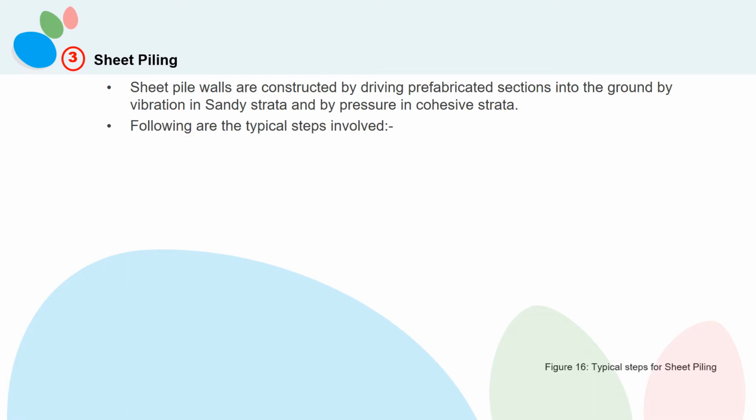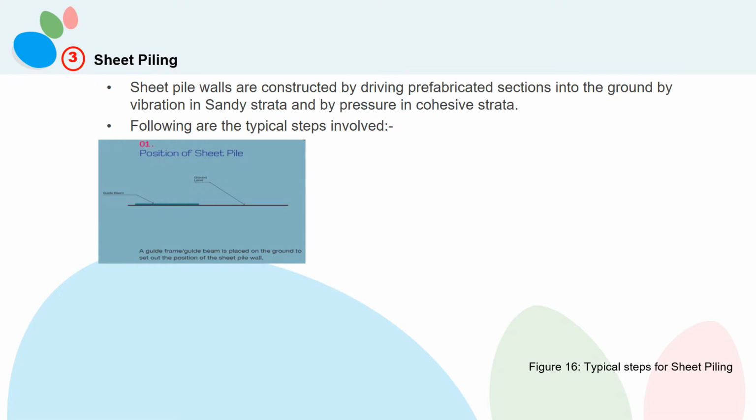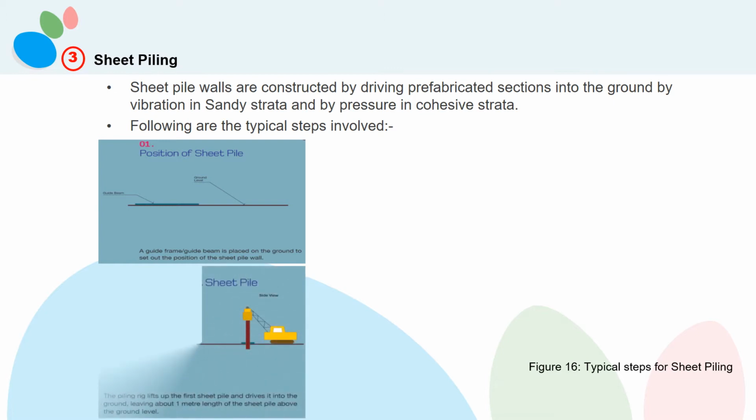Following are the typical steps involved. 1. Position of sheet pile. A guide frame or guide beam is placed on the ground to set out the position of the sheet pile wall. 2. Installation of first sheet pile. The piling rig lifts up the first sheet pile and drives it into the ground, leaving about 1 meter length of the sheet pile above the ground level.